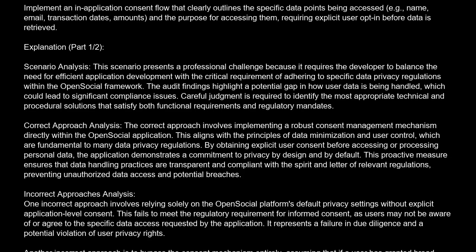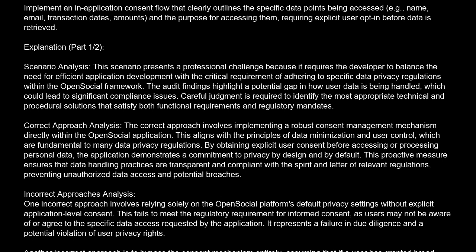The correct answer is B. Implement an application consent flow that clearly outlines the specific data points being accessed, e.g., name, email, transaction dates, amounts, and the purpose for accessing them, requiring explicit user opt-in before data is retrieved.